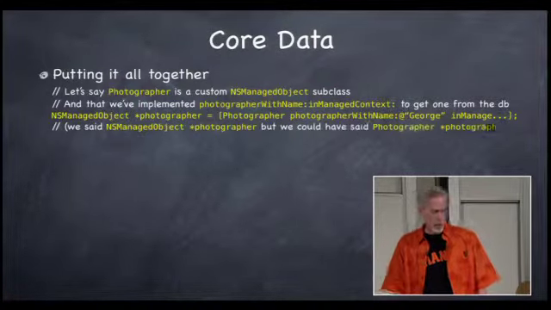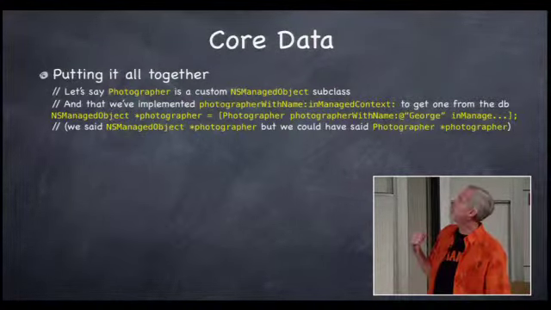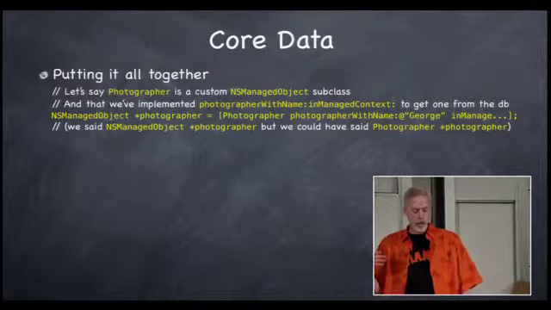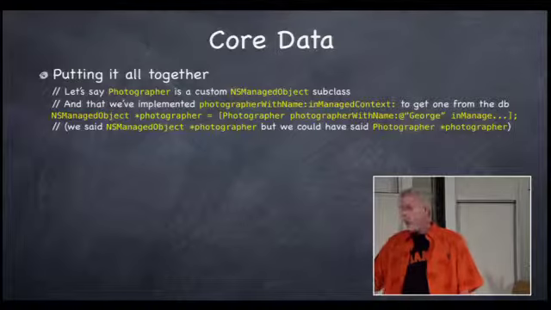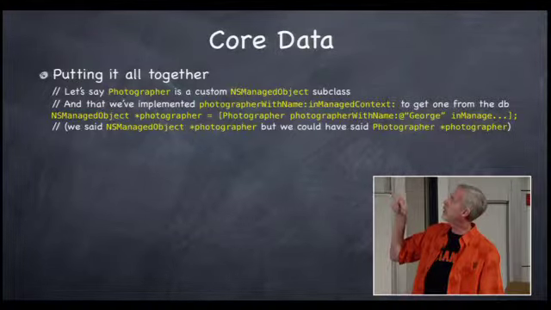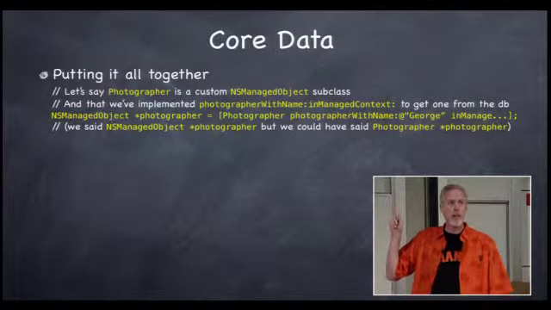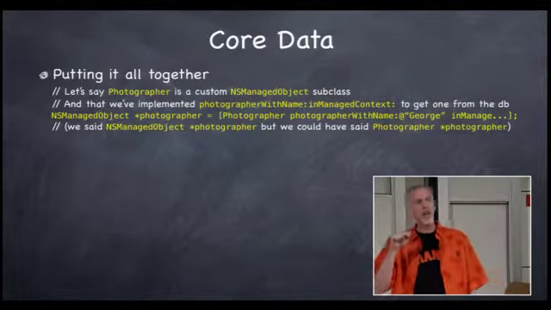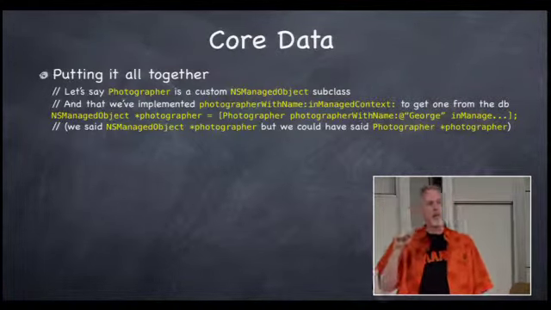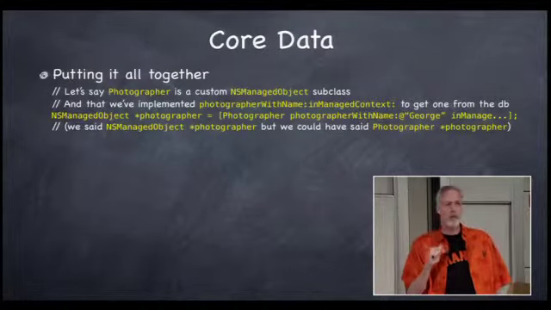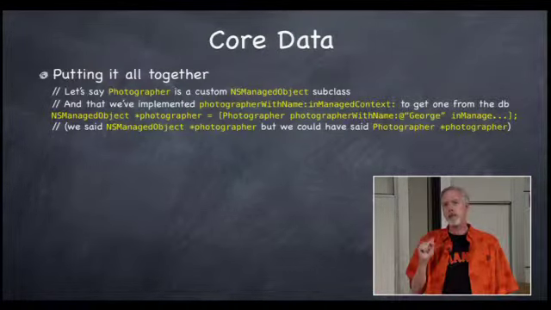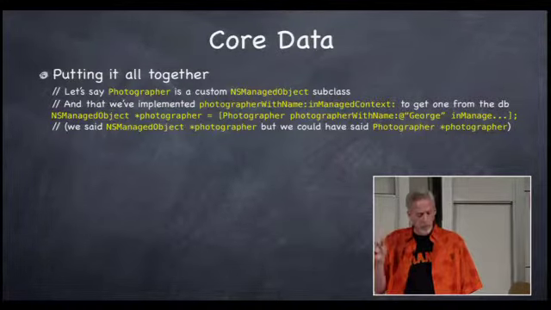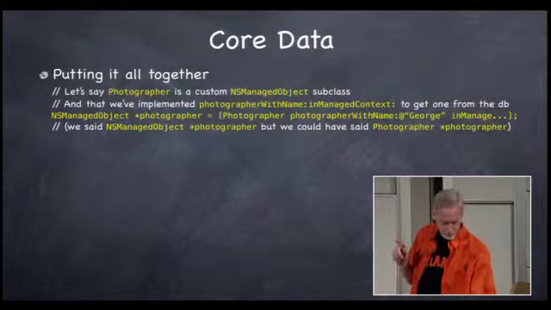It's going to return an NSManagedObject, which is the photographer that it either matched or created. So then let's say we say NSManagedObject *photographer = photographerWithName George inManagedObjectContext. Now notice I didn't say Photographer *photographer, right? I said NSManagedObject, and that's okay because Photographer is an NSManagedObject, inherits from NSManagedObject. I could have also said Photographer *. That would have been fine too. In fact, I probably would have, but I intentionally put this NSManagedObject * because I wanted you to realize that it inherits from it.